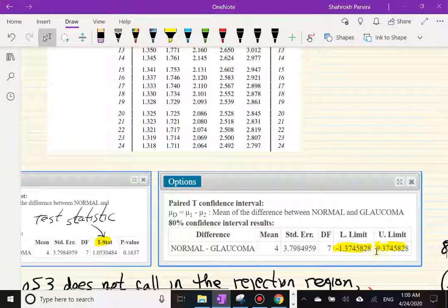Remember, positive difference means thicker corneal thickness for the normal eye. So according to this confidence interval, the thickness could be in favor of the normal eye, all the way down to in favor of actually the eye with glaucoma. Some of these people have thicker corneal thickness in the eye with glaucoma. So we cannot reject this null hypothesis.